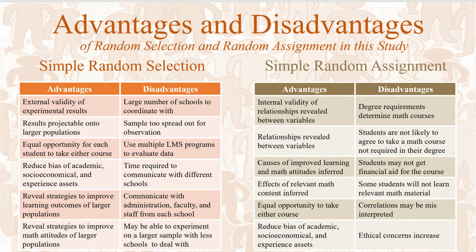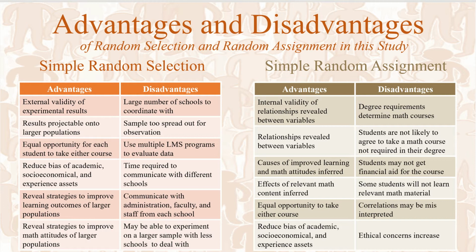Simple random assignment advantages start with strengthened internal validity of the relationships revealed between the variables being measured. With outside bias and outside variables minimized by pure random assignment, relationships revealed between variables can be used to identify causes of improved learning outcomes and math attitudes, and also determine the effects of relevant math content.